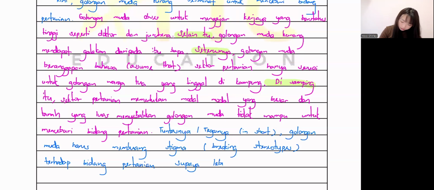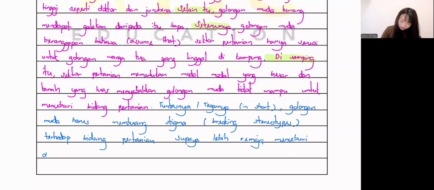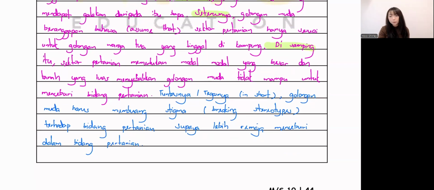Supaya lebih remaja, it means the golongan muda, menceburi dalam bidang pertanian. Nah, so for the penutup, the watak, cadangan, harapan, look at this one.